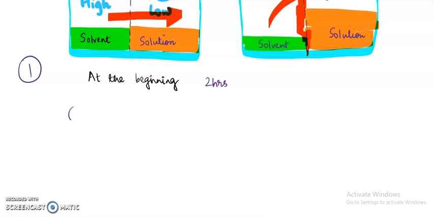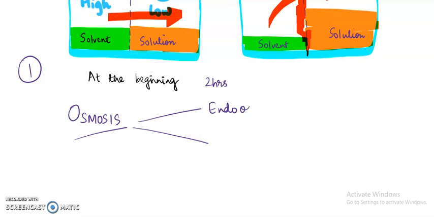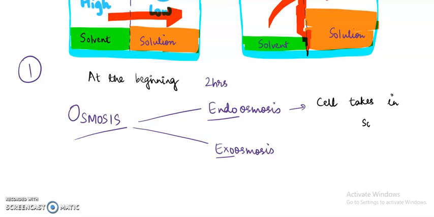But for here, I just want you to note down that osmosis is of two types. One is known as endo-osmosis and the other is exo-osmosis. Endo means to go in and exo means to come out. So it is clear by the name that whenever a cell takes in solvent, it is known as endo-osmosis, and whenever the cell loses solvent or water, it undergoes exo-osmosis.